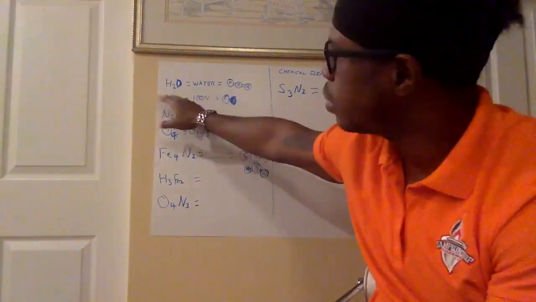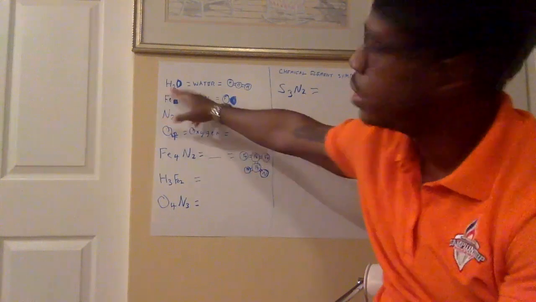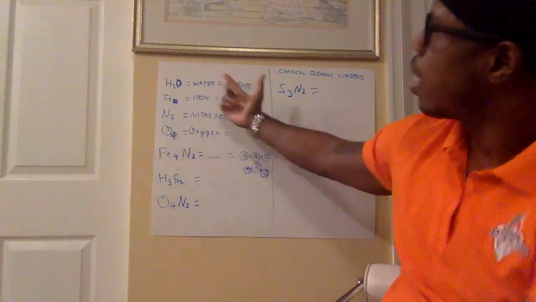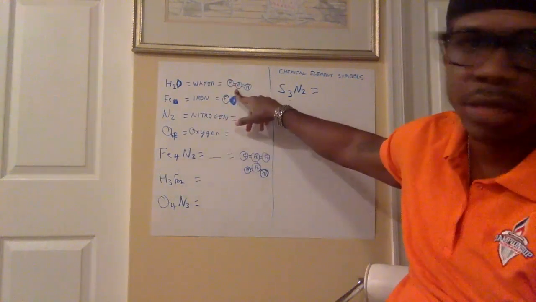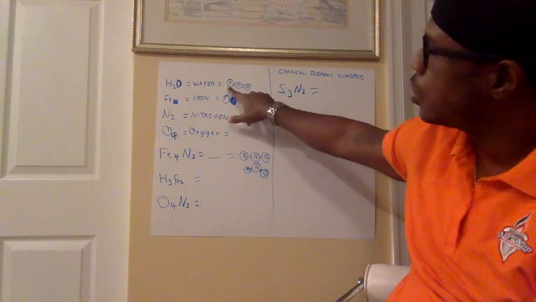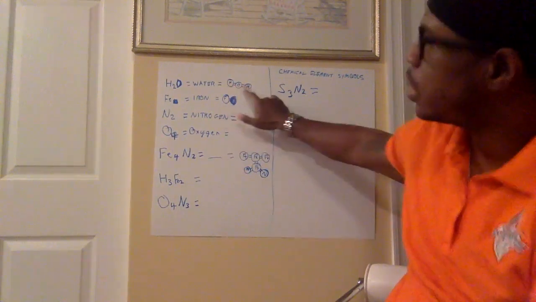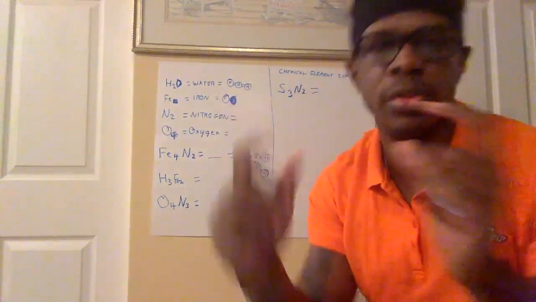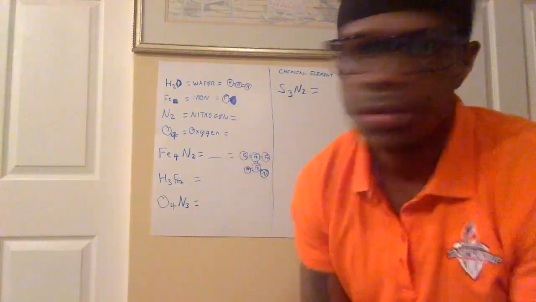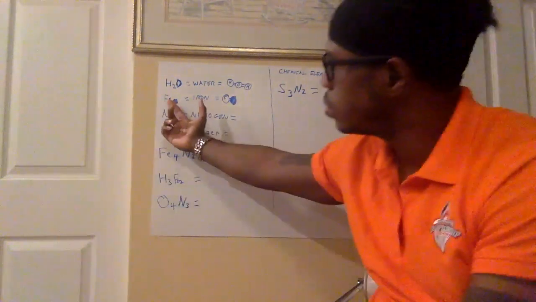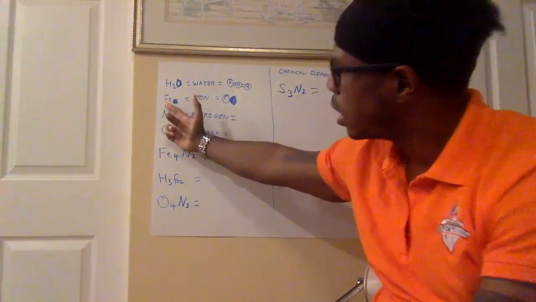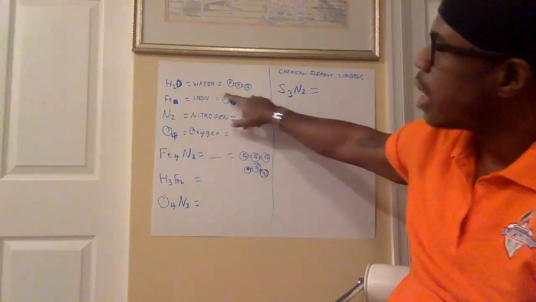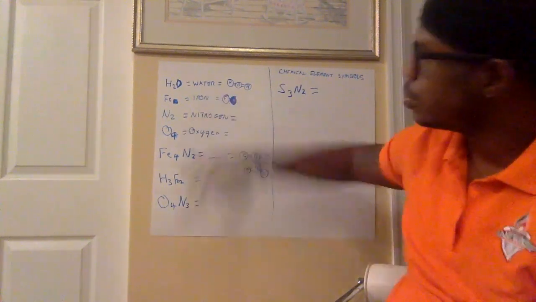What this means is that we have 2 hydrogen atoms and 1 oxygen atom. If I were to draw that, I would have the 1 oxygen atom here, and then it's connected to the 2 hydrogen atoms. So if you see H2O, I want you to think of 2 hydrogen atoms and 1 oxygen atom. Let's say we had iron, or just Fe by itself. Fe is for iron, and that means there's just 1 iron atom by itself.